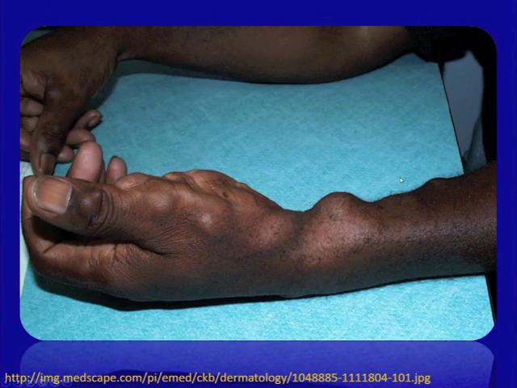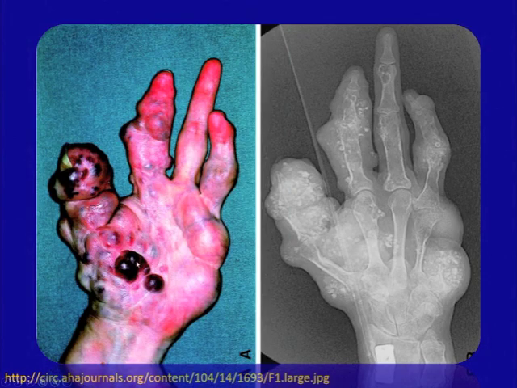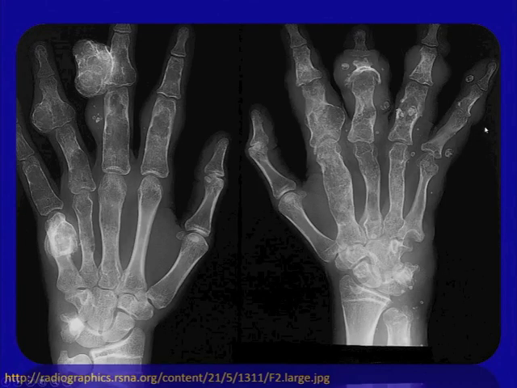So this is Maffucci, and you can see these nodular deformities of their entire hands. And here again, you can also see some spindle cell hemangiomas in here, as well as these large multinodular enchondromas with calcifications on the X-ray. And here's another example.